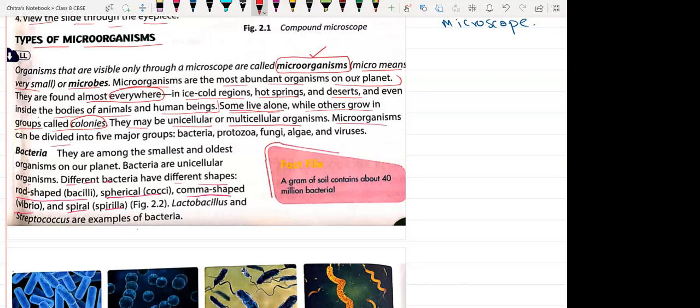Microorganisms can be divided into 5 major groups. One is called bacteria, another is protozoa, then we have fungi, then algae, and then viruses. Understood? Bacteria, protozoa, fungi, algae, and viruses. Now let's discuss bacteria first.